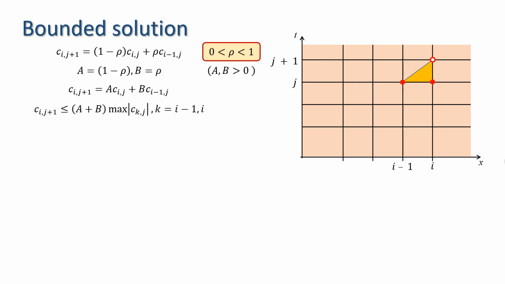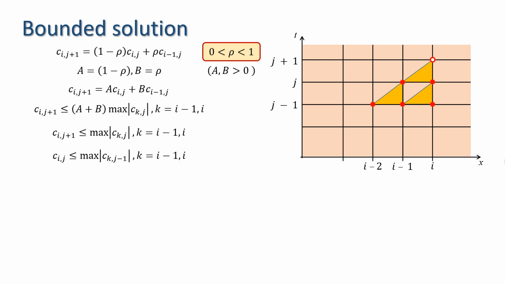Now we also know that a plus b is 1. Thus C i j plus 1 is less than or equal to the larger of the 2 values at time step j. We can say it is bounded by those 2 values. If we now look at the calculation at point i j, we can make a similar argument, giving us a condition for C i j being less than or equal to the larger of C i j minus 1 and C i minus 1 j minus 1. Repeating for point C i minus 1 j, we see that C i minus 1 j is less than or equal to the larger of C i minus 1 j minus 1 and C i minus 2 j minus 1.